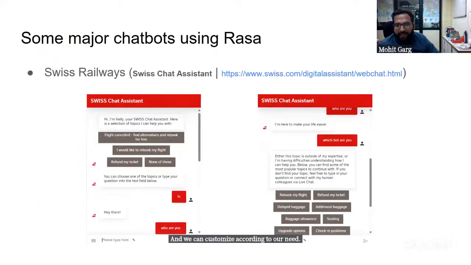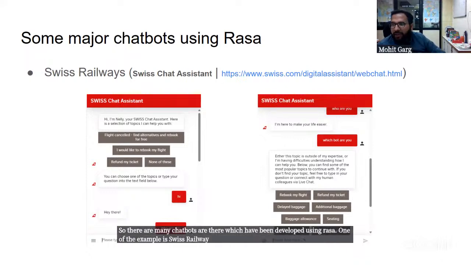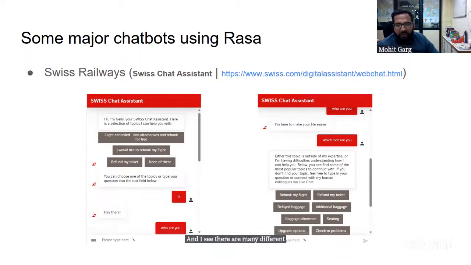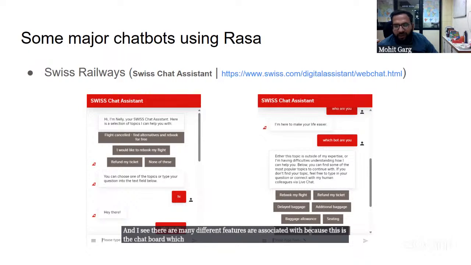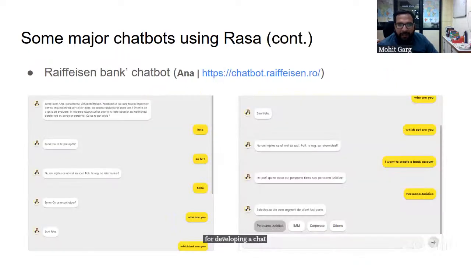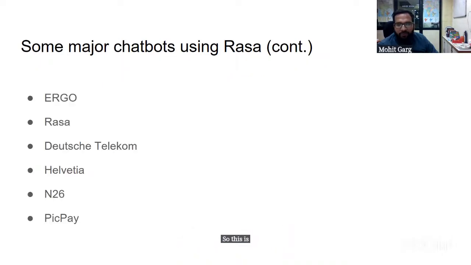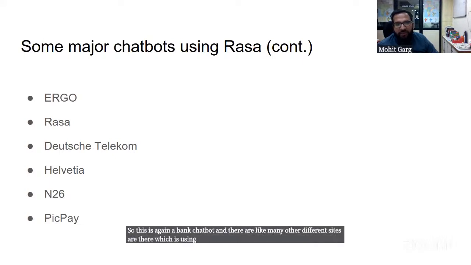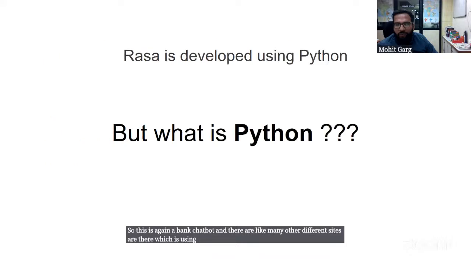There are many chatbots which have been developed using Rasa. One example is Swiss Railway, and I see many different features associated with it, because this is the chatbot which I took as a motivation for developing a chatbot using Rasa. This is again a bank chatbot, and there are many other sites using Rasa for building the chatbot.